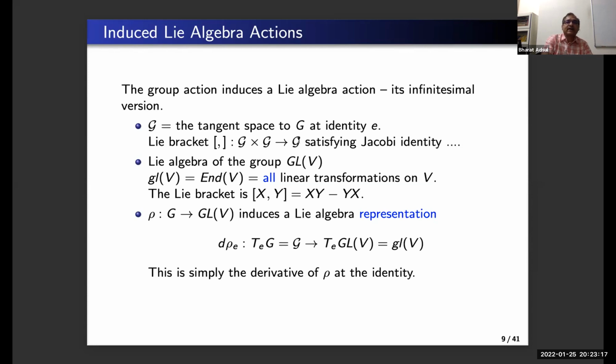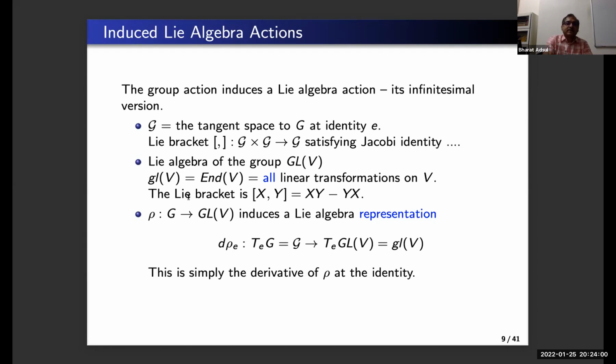If I, for instance, look at the group of all invertible linear maps from V to V, this is the group GL(V). And if I look at the corresponding tangent space to GL(V) at the identity matrix, I will get the set of all linear transformations on V, which I'm going to denote by small gl(V), or just endomorphisms of V. So this is the Lie algebra corresponding to this group, and the Lie bracket operation here is just the commutator on matrices. Given two matrices X and Y, two linear operators on V, I just do XY minus YX. That is the Lie bracket operation, and it satisfies the Jacobi identity.